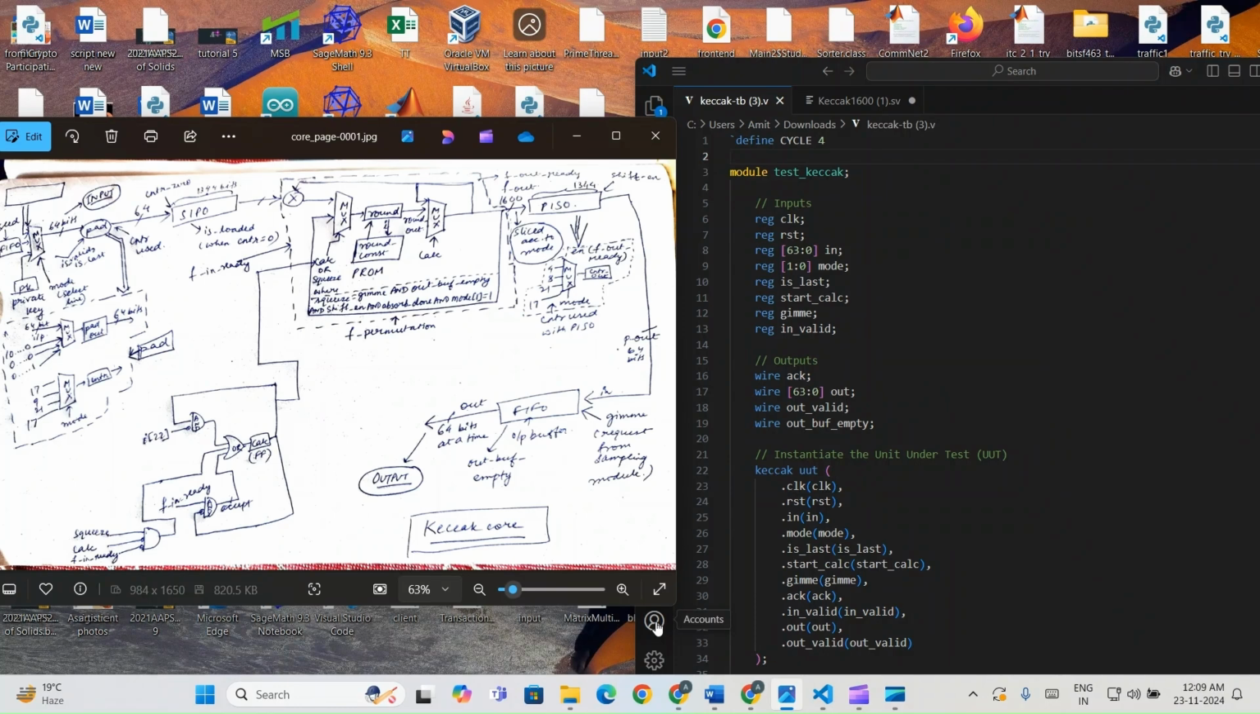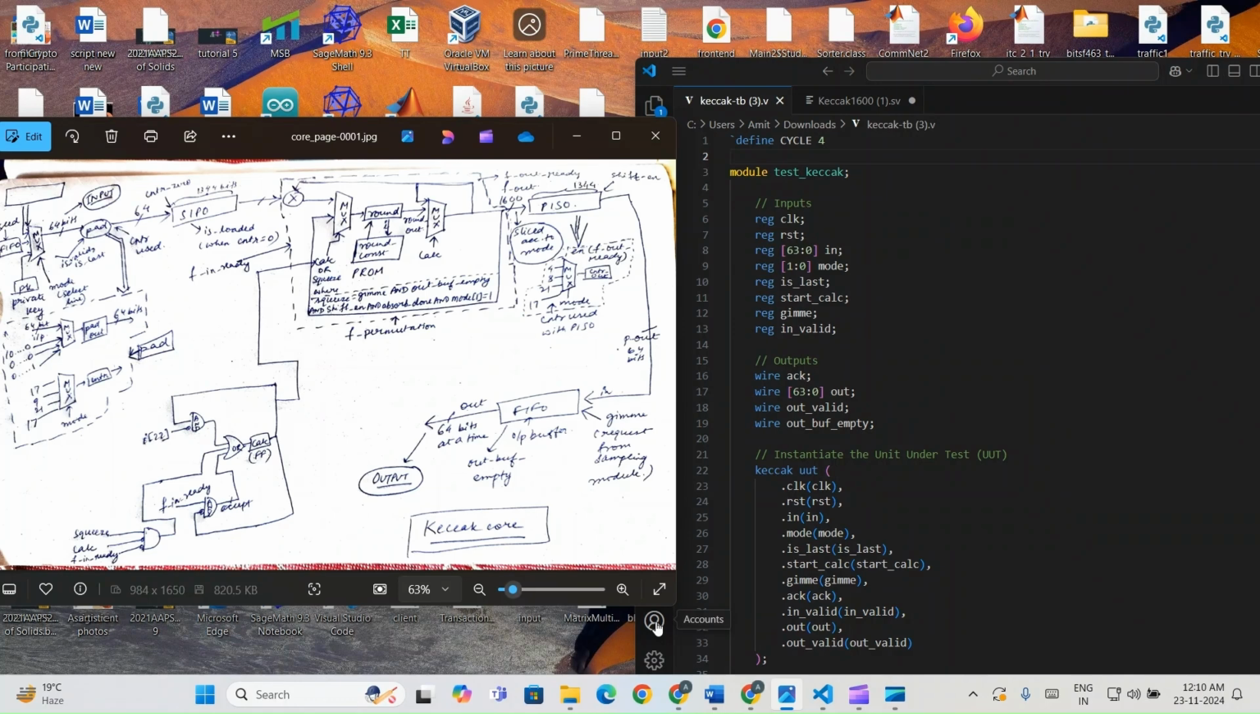The test bench is structured into three main sections. The first section, initialization, resets the system and sets default values for all inputs. The second section, stimulus application, provides inputs to the Keccak core and monitors outputs. The third, output verification, compares outputs with expected results to validate functionality. Key signals here in the test bench include inputs, clock, reset, in mode, is last, start cal, gimme, invalid, and outputs ack out, out valid, and out buff empty.